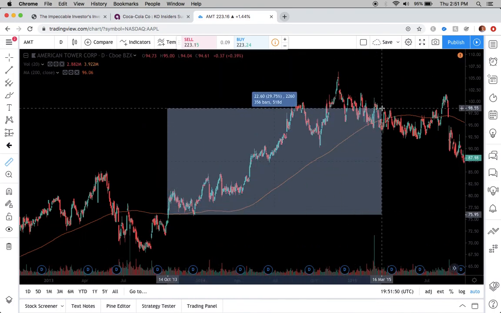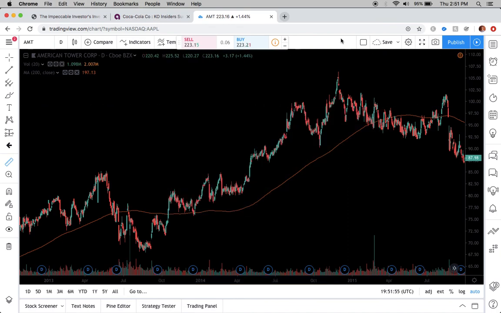For instance, here when it crossed above, almost a 30% gain, but that was around 2 years. So you can see here how you can use trend investing to your advantage to beat the market.